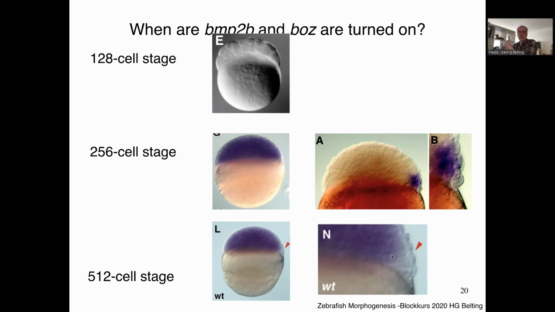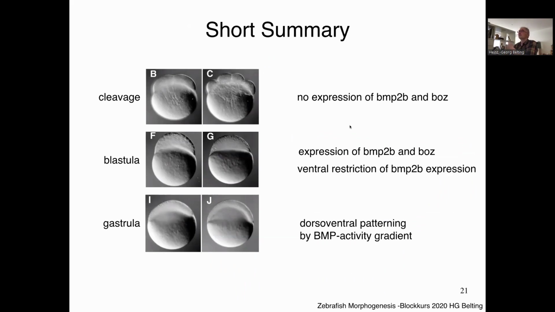So you go from no expression during early stages to blastula, where you have expression of BMP2B ubiquitously, but then you get ventral restriction because it is becoming repressed at the dorsal side. Then you set up this gradient, and then this gradient can act during gastrula and pattern all the cells during embryogenesis.